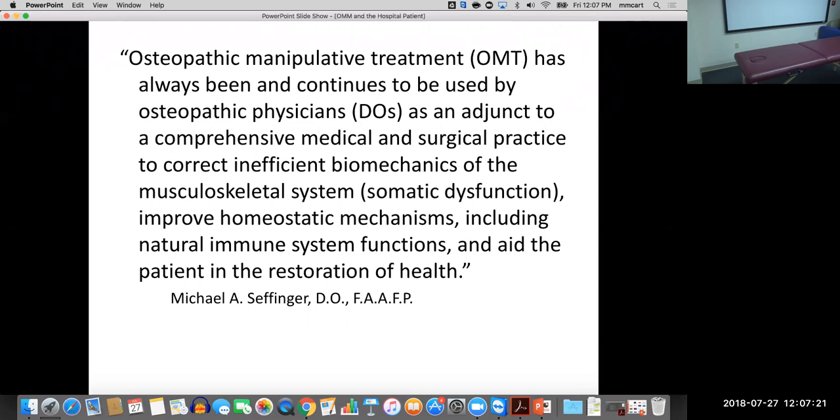And so correcting biomechanics, particularly the rib cage and function of the lungs, would be important, improving those mechanisms, including improving immune function and restoration of health. So the idea is that in the hospital, we're thinking the OMT is going to be adjunctive along with a variety of other things. And the adjunctive nature of it is such that, hopefully, it's going to be well reasoned.